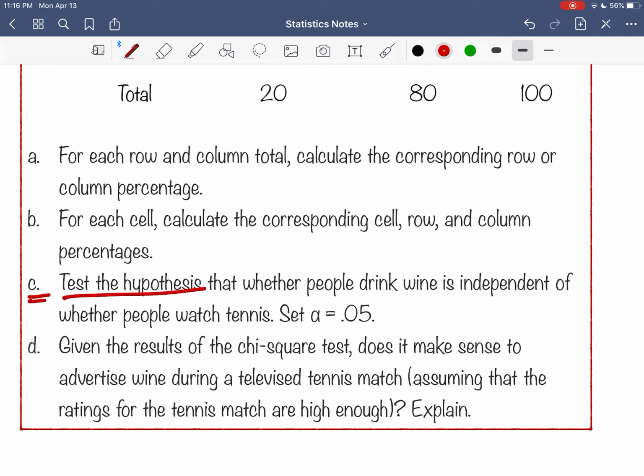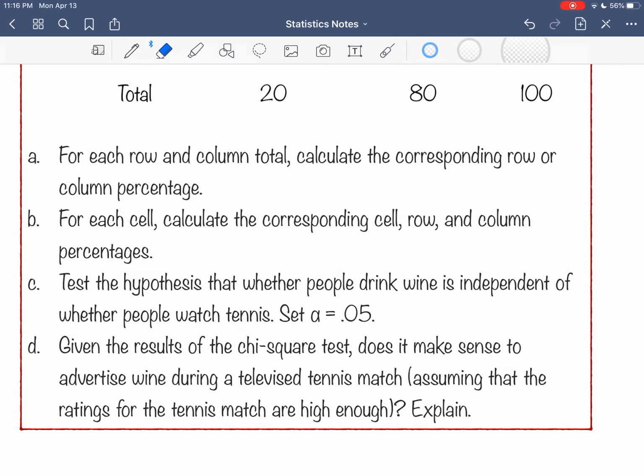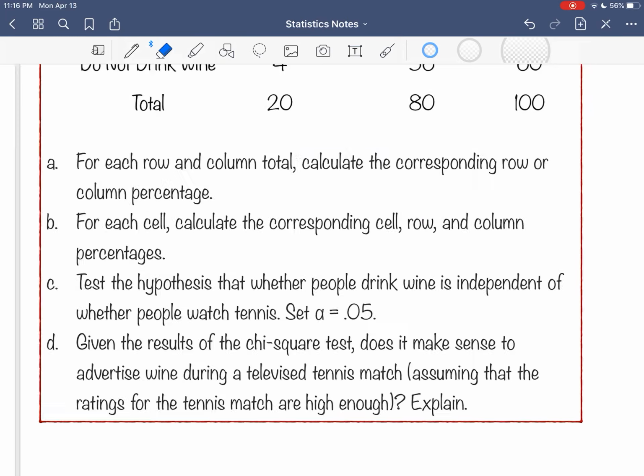It says test the hypothesis, so already you know what you need to do. That whether people drink wine is independent of people who watch tennis. So the key word here is independent. Immediately this is a strong signal that says this is a chi-squared test for independence. And they tell us to set alpha equal to 5%. And part D simply says, given the results, does it make sense to advertise wine during televised tennis matches? So what can we do with the result?